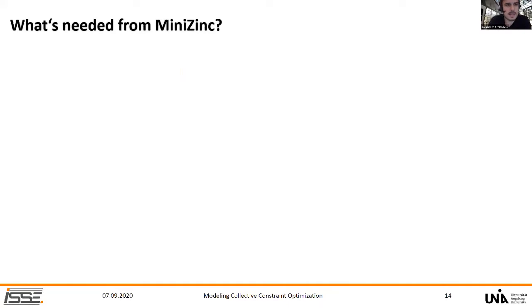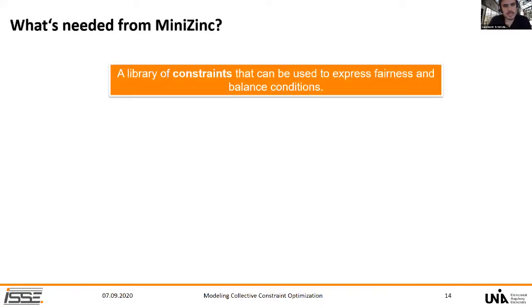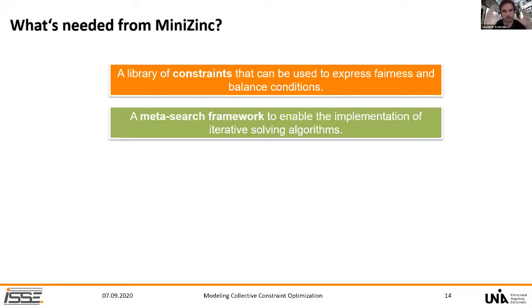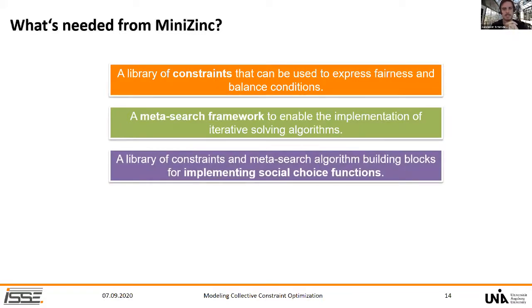So to realize all of this, what's needed from MiniZinc? First of all, we would need a library of constraints that can be used to express fairness and balance conditions. This should be a rather straightforward part, but we'll have to look into the literature, what's already there. We would need propagators to formulate all of these fairness conditions, but maybe some of them amount to cardinality. We definitely need a meta search framework that allows us to implement iterative solving algorithms that remove and add constraints in every iteration to really be able to express different kinds of strategies, to eventually implement different kinds of social choice functions that need more state than just going from one Condorcet dual to the next one, to implement a variety of social choice functions.